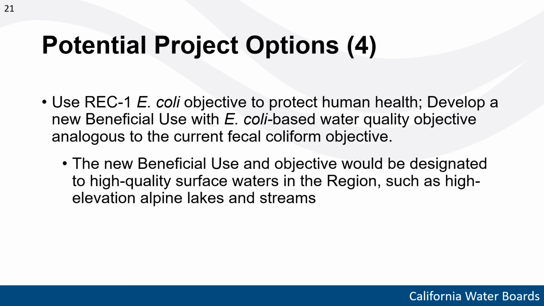Yet another approach for this project involves, again, relying on the REC1 E. coli objective to protect human health, and then developing a new beneficial use and E. coli-based water quality objective analogous to the current fecal coliform objective in the basin plan, with the goal of protecting high-quality waters in the region. The new beneficial use and objective would be designated to surface waters where low bacteria levels are needed to protect that new beneficial use.